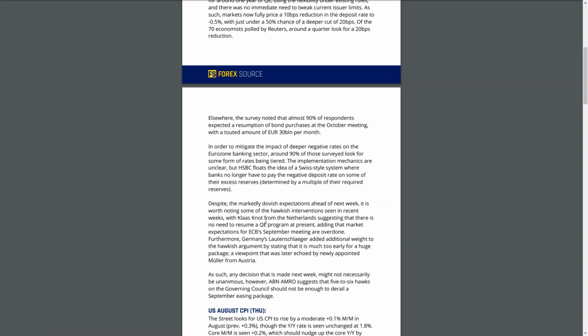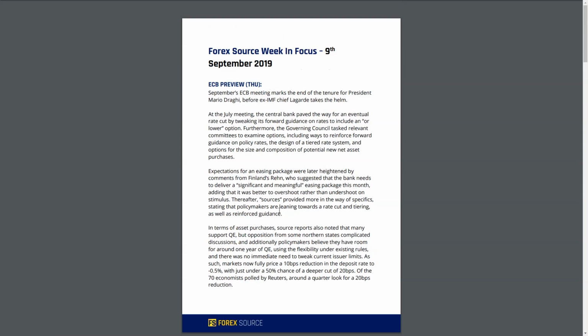So we would expect them to say hawkish things, where if we compare that to something like Olli Rehn, now Rehn was considered a neutral member of the ECB, and these comments that he made regarding a significant and meaningful easing package actually changed him from a more neutral member to a more dovish member. So it does look like the majority of the Governing Council is leaning to a more dovish tilt. So that's just something important to note about these recent dovish and hawkish comments.